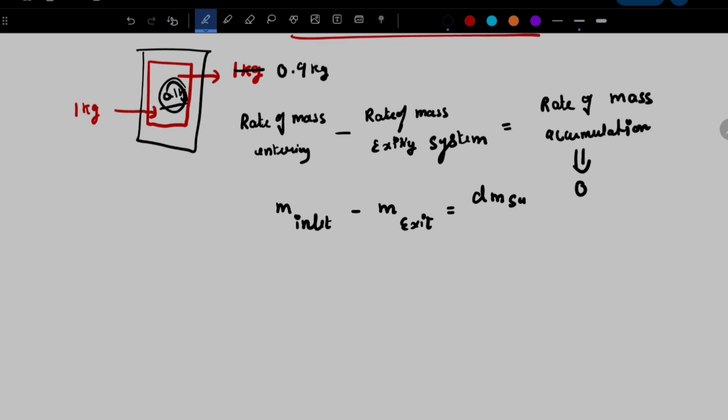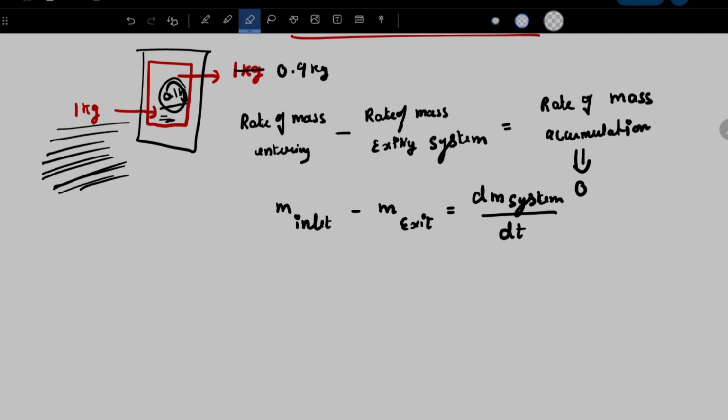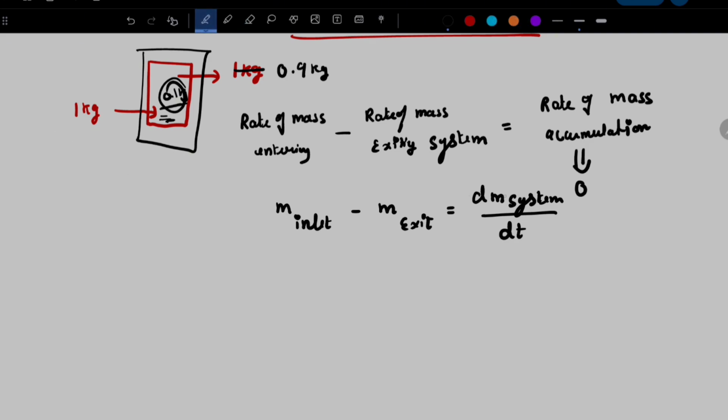So dm system depends on the time also, right? If, for example, the evaporator is running for a long time, we can expect a little bit of mass deposited here and there. So it depends on the time. That's why it is dm system divided by dt. Here this mass is deposited in the system.